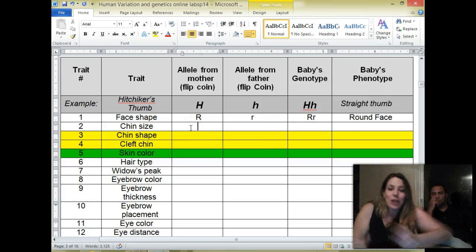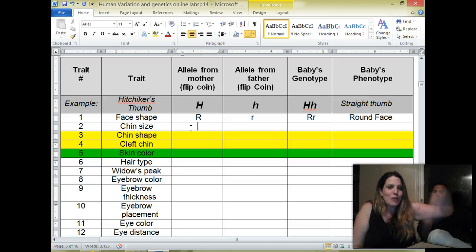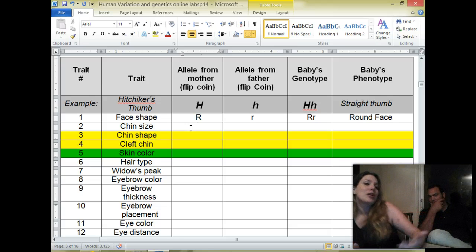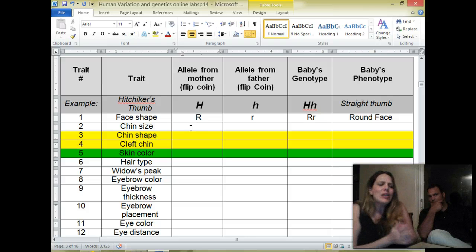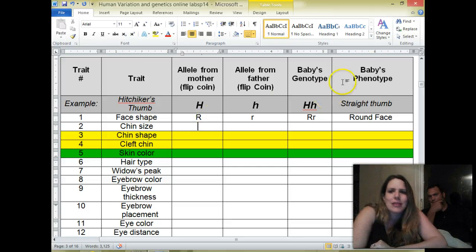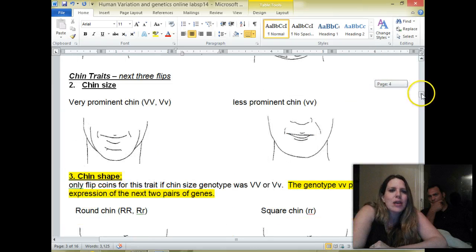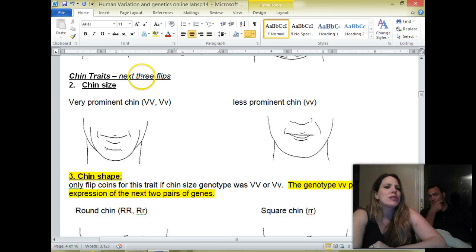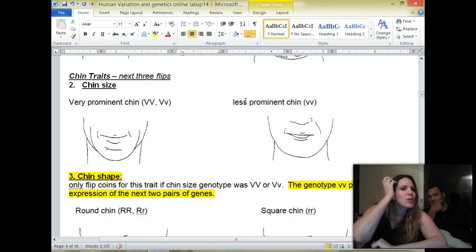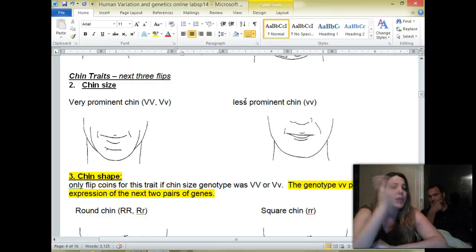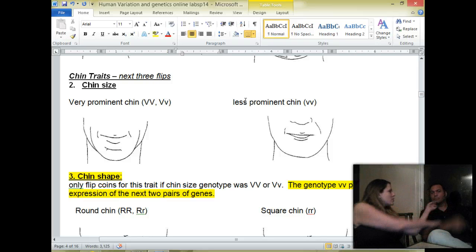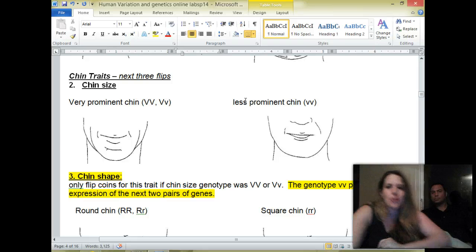Okay, so if you had your colored pencils ready and a piece of paper, you can draw a round face, or you could even do this in Word, and I think that's what I'm going to do. Let's go to chin size. Scroll down to chin size. Now notice it says chin traits, next 3 flips. So we're actually going to be looking at 3 different traits for creating a chin. It turns out chins, and you can see Paul has a very complicated chin, which our real daughter in real life happened to inherit.